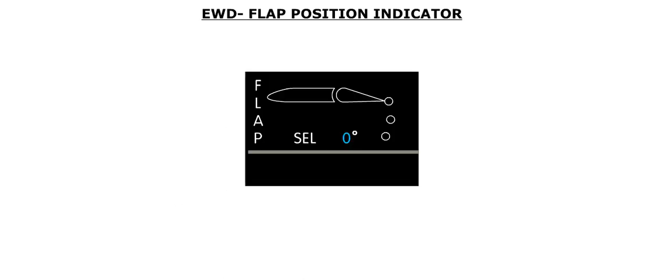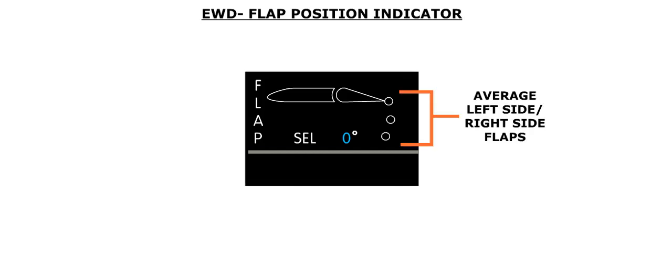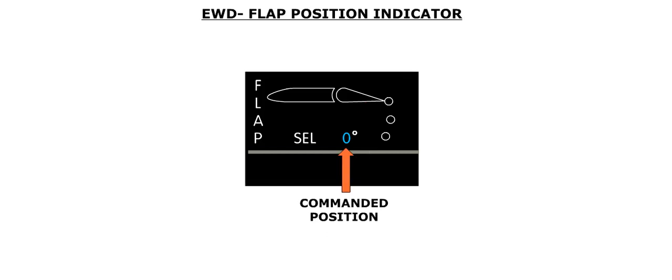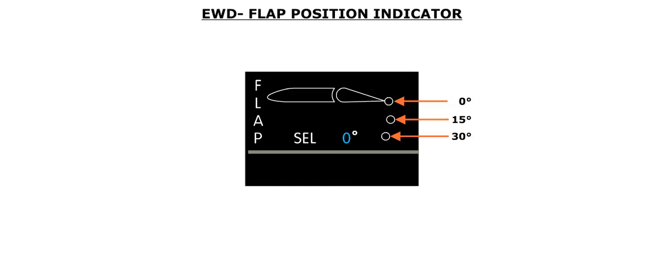Flap position is displayed on the EWD. The position indicates the average value between the flaps on the left and right side. The flap is displayed in white when the flaps are retracted. The commanded flap position is displayed under the flap icon. The 3 dots represent the 3 possible flap positions.